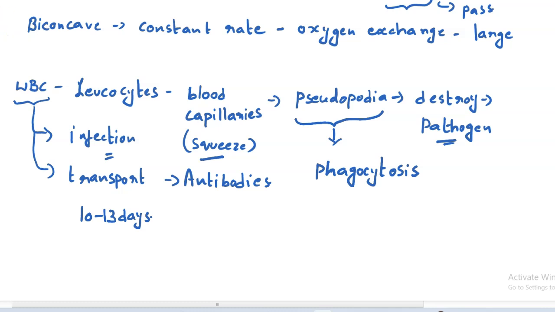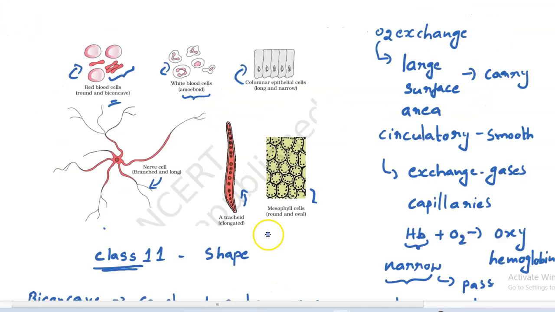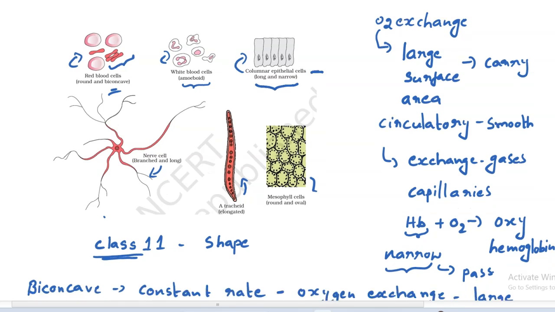Now let's move to the next example here. The next example here is columnar epithelial cells, which appear long and narrow in shape. Let us consider these columnar epithelial cells.